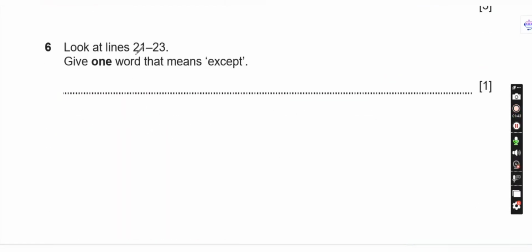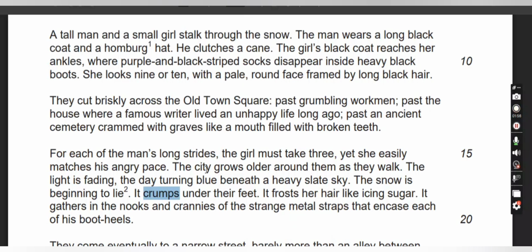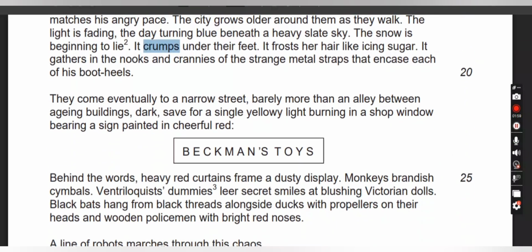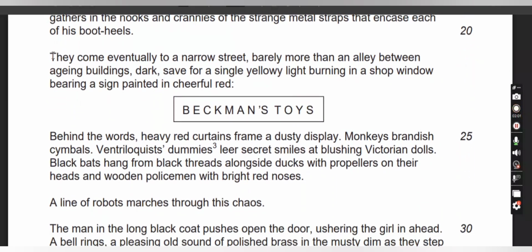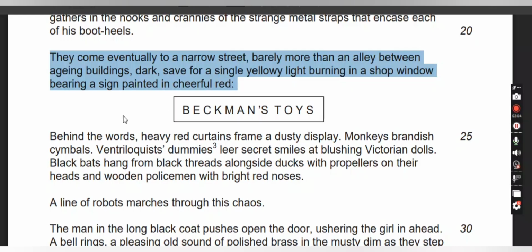Question 6, lines 21 to 23. Give one word that means except. Except. So 21, 22, 23, these three lines. They come eventually to her street, barely more than an alley between aging buildings. Okay, you can read it and find it if you can find it faster than me.